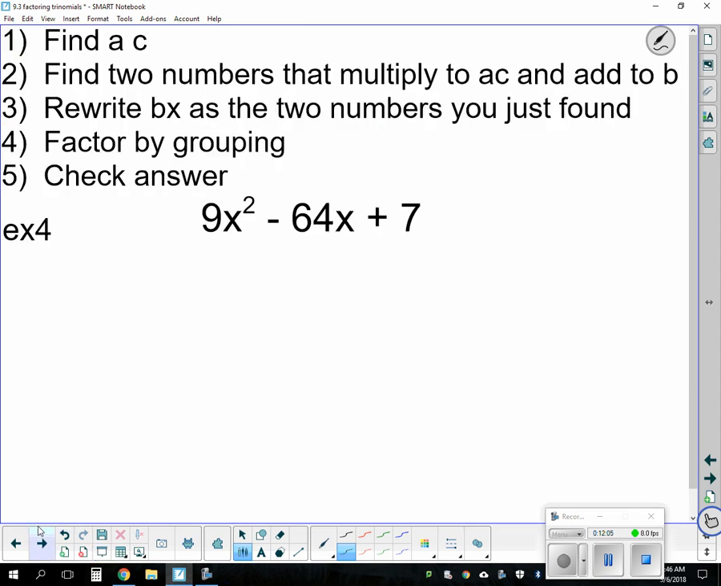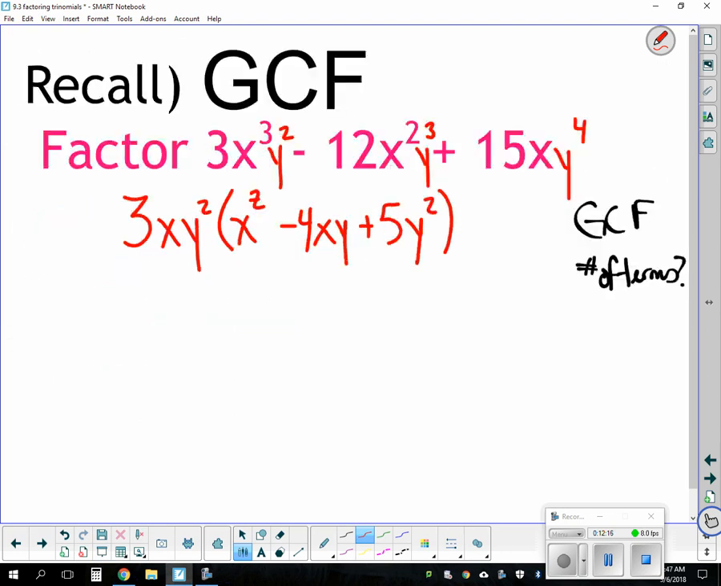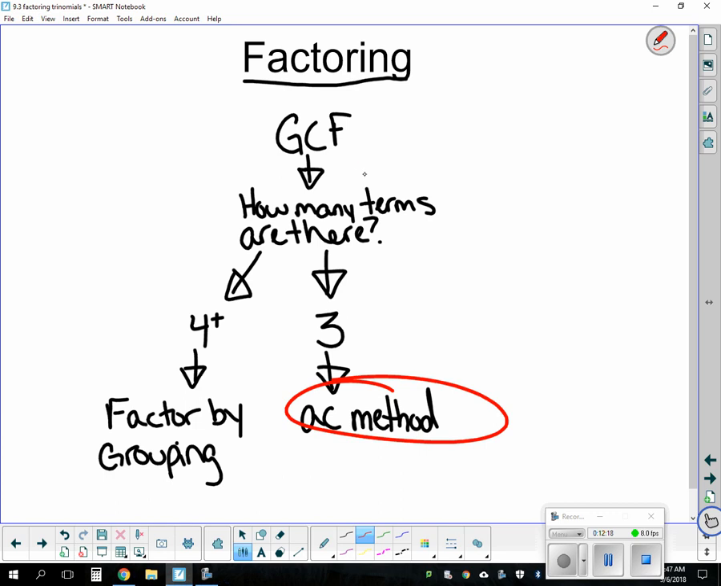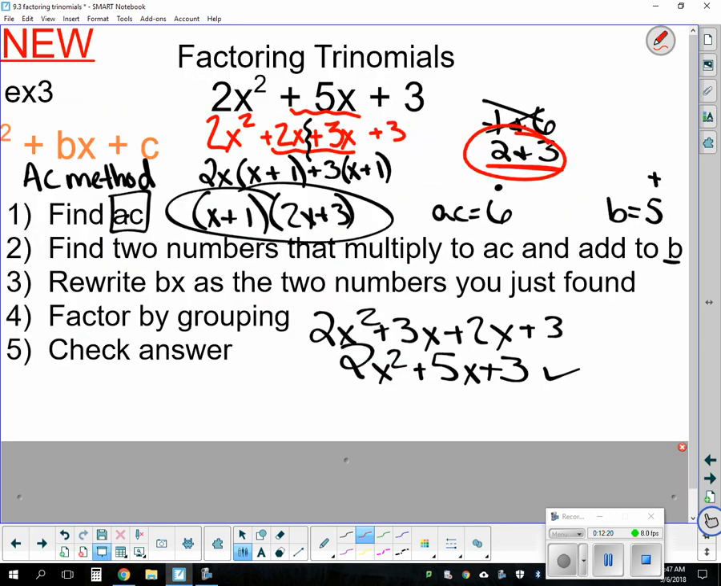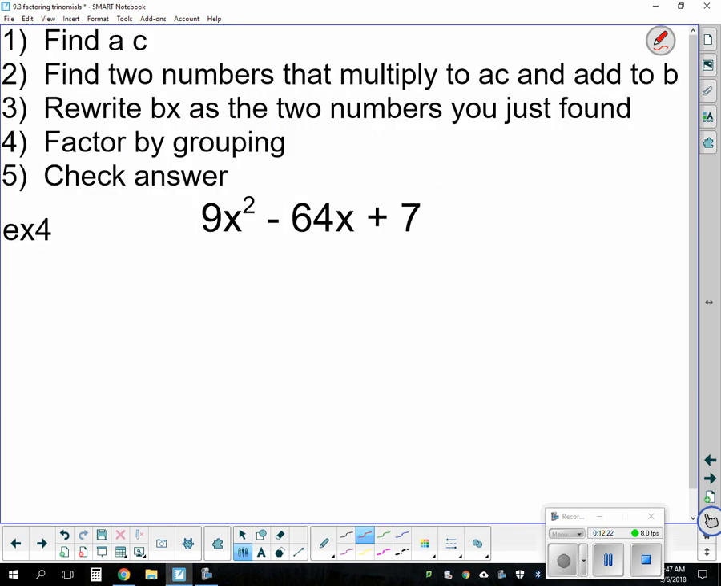Okay, let's try another one. I left the steps up there to help you go through them. But remember, this is once you've already decided it's the AC method. So you still need to be going through these steps. Start with the GCF. Is there a GCF in all 3 terms? No. How many terms are there? There are 3. That is the AC method.